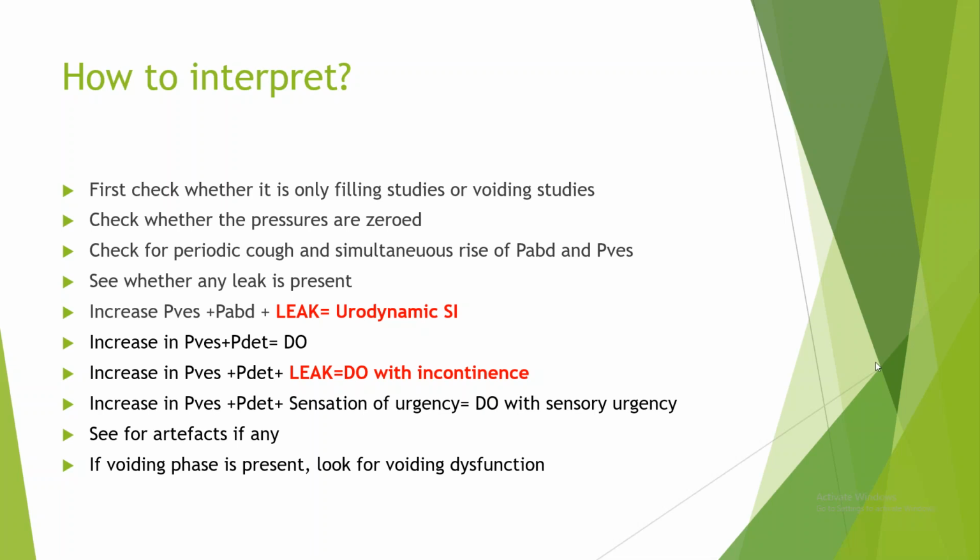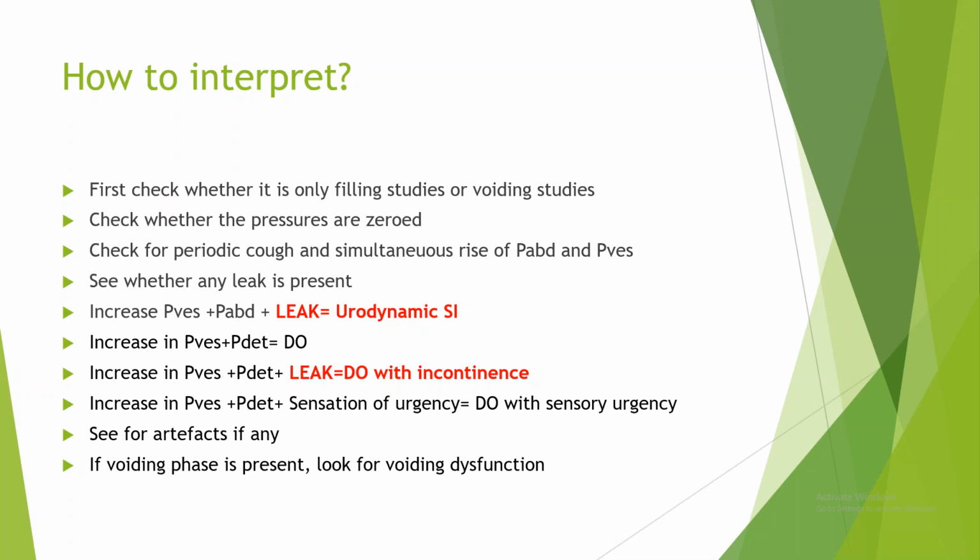So how are you going to interpret the report? I told you, first we have to see whether the report is complete, whether the graph is complete or not, whether the filling and voiding phases are both there or not. Then we have to see whether the pressures are zeroed at the start of the graph. Then see for the periodic curve and simultaneous rise of abdominal and vesical pressure. Then see whether any leak is present.